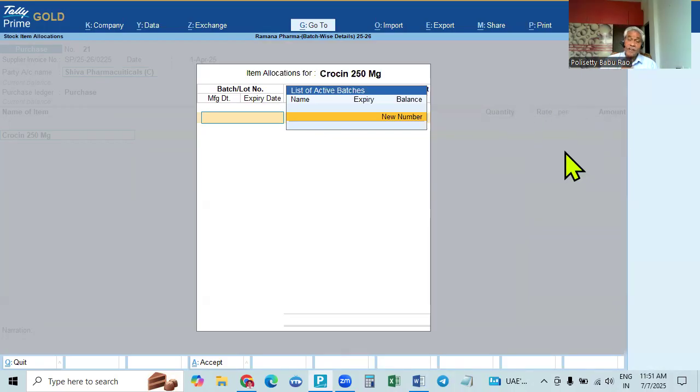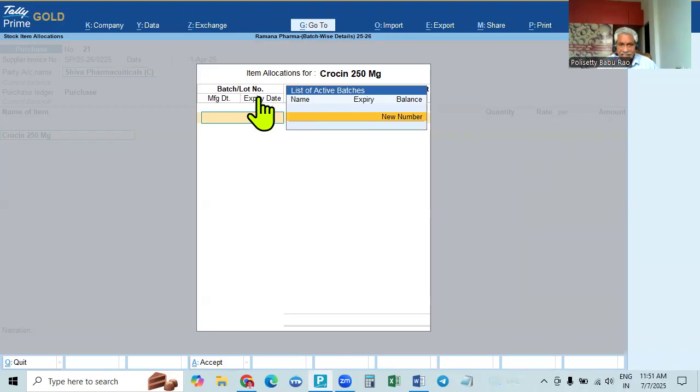But now for every stock item, we have to give the batch number, date of manufacture, and expiry date. That is why those cannot be given here. Only these three will be there. So for giving the other details, this small window will open. It is called item allocation for that product. In the first line, first the batch number will be given, and after that these three will be there: quantity, rate, and amount.